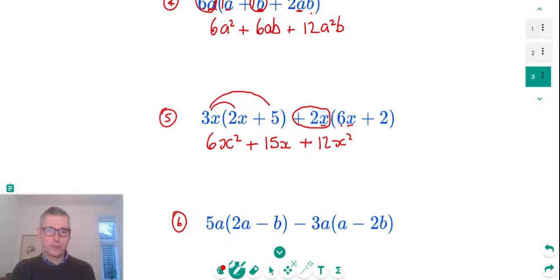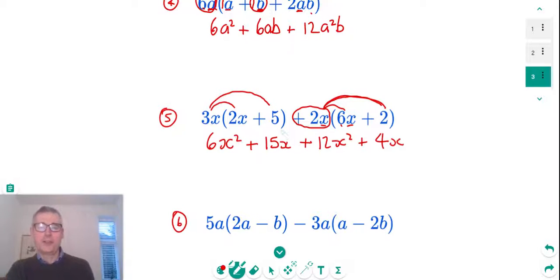And then we've got 2x times by the 2 now in this bracket. So 2 lots of 2x, if we think of it like that. So we're doing this bit now. We've already done this bit, we're doing this bit now. So the 2x times the 2 will give us 4x.